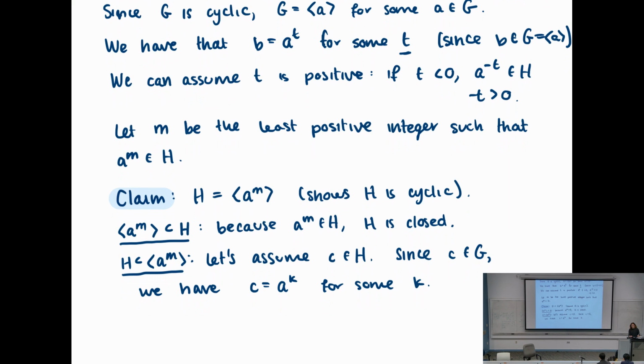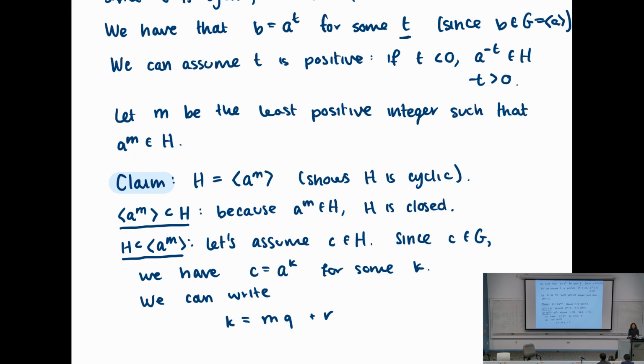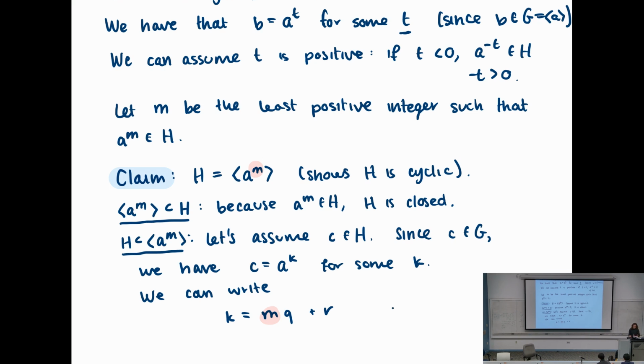And now is the moment when we will apply the division algorithm again. So we can write k as m times q plus r. So recall m is this exponent, so this number m comes from the a to the m. Okay, so I'm rewriting k in terms of m using the division algorithm, and r is some number, possibly 0, but less than m.